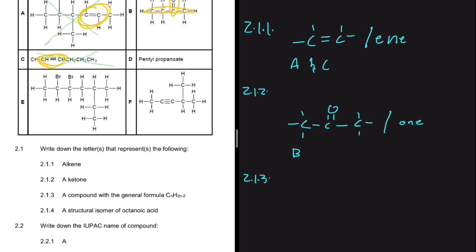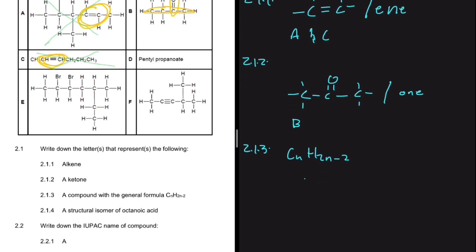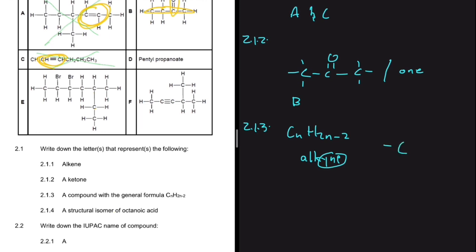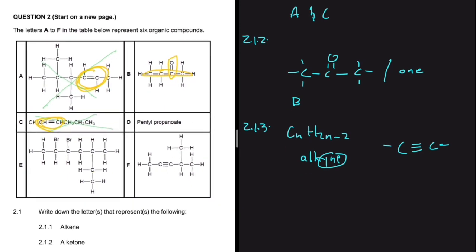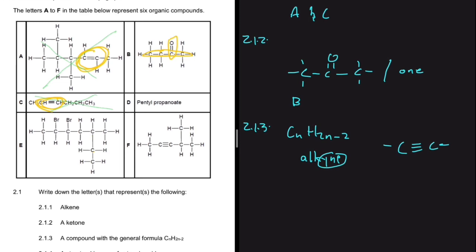2.1.3 says, let's look for a compound with the general formula CnH2n minus 2. If you're not already familiar with this, this is an alkyne. The name ends with Y-N-E. Another way of identifying it is that we have a triple bond, so a carbon is bonded to another carbon with a triple bond in between the two. Again, we go to our table and we look for that. A cannot be part of our solution. B cannot be part of the solution. C also cannot be part of our solution.